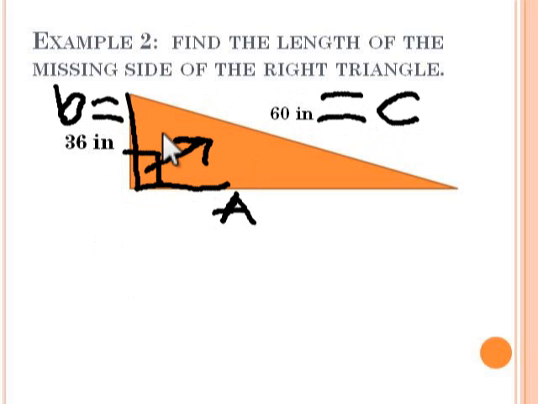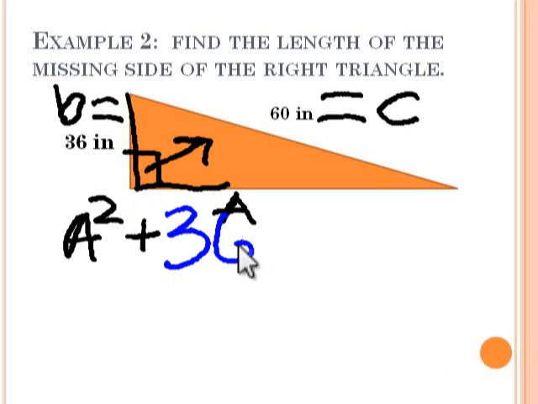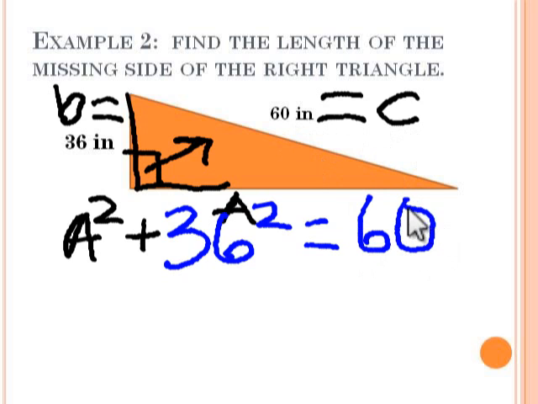Okay, so let's fill in what we know. We don't know what A is, so we'll leave A as it is. So A squared plus, we do know what B is, so we're going to substitute that in. I'm going to do it in a different color just because then you'll be able to see it better. So B is 36 inches, so 36 squared. Okay, and then we're going to say that equals, because remember A squared plus B squared equals C squared, and C is 60 inches, so we're going to do 60 squared.